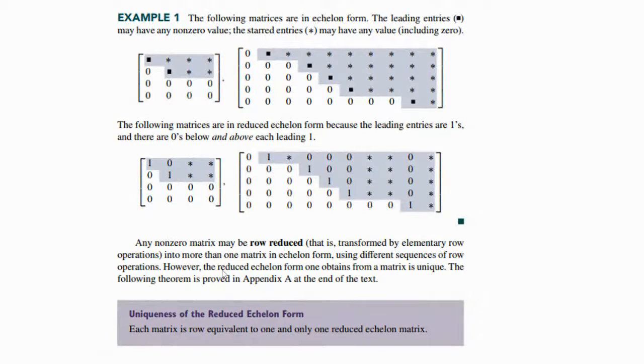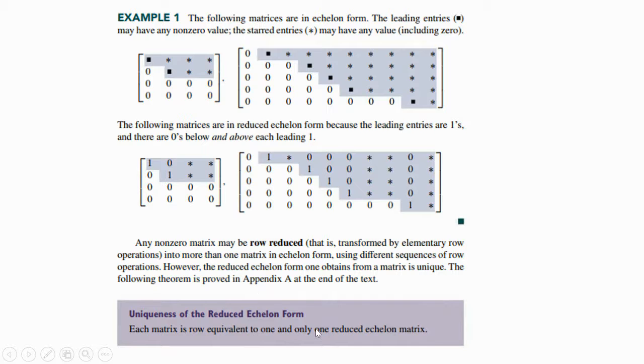Any non-zero matrix may be row reduced. That is, you can take a matrix and row reduce it, and often that's what you're going to be doing. And what you're going to be doing are those elementary row operations that we talked about. However, you could end up with different echelon forms because there could be different multipliers in different rows, and you could have done the row operations differently. But the reduced row echelon form that one obtains from a matrix is unique.